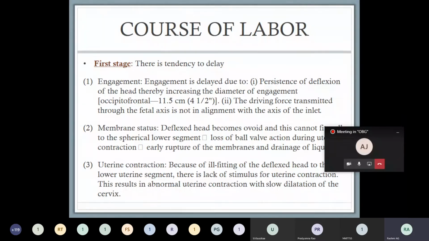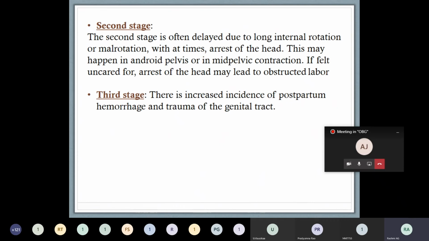Second reason is that whenever the head is deflexed, it becomes ovoid, and this cannot fit into the spherical lower segment, as a result of which there is loss of ball valve action during uterine contraction, resulting in early rupture of membranes and drainage of the liquor amnii. And third, because of the ill-fitting deflexed head to the lower uterine segment, there is a lack of stimulus to uterine contraction. This results in abnormal uterine contractions with slow dilatation of the cervix.